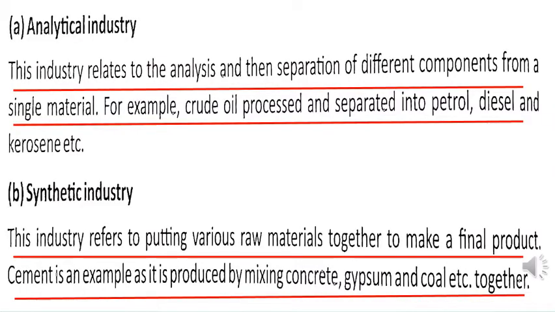Okay, so the first type is analytical industries. This industry relates to the analysis and then separation of different components from a single material. For example, crude oil is processed and separated into petrol, diesel and kerosene.